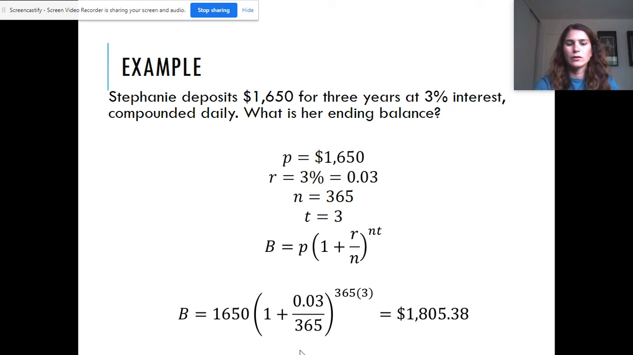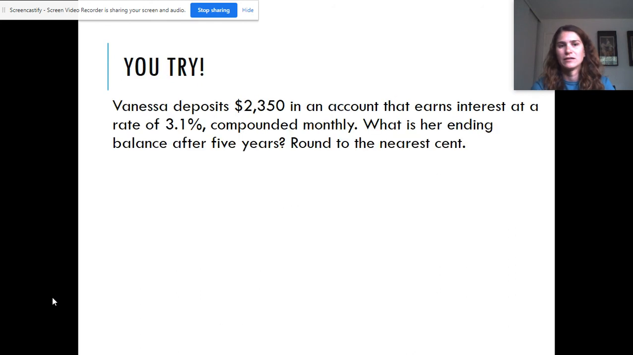Whatever you got for the value inside the parentheses is what you're going to bring to the little caret on your calculator, to whatever power you got when you did 365 times 3. Hit enter. And then your last thing you need to do, don't forget to multiply by that $1,650 for the principal. And that's going to get you $1,805.38.